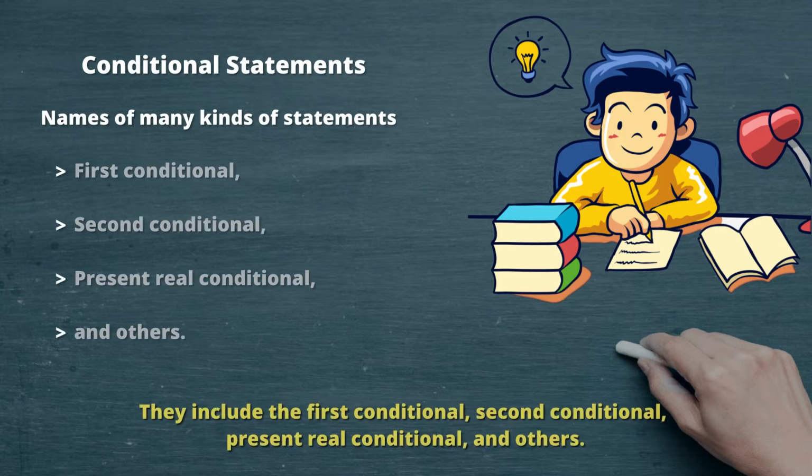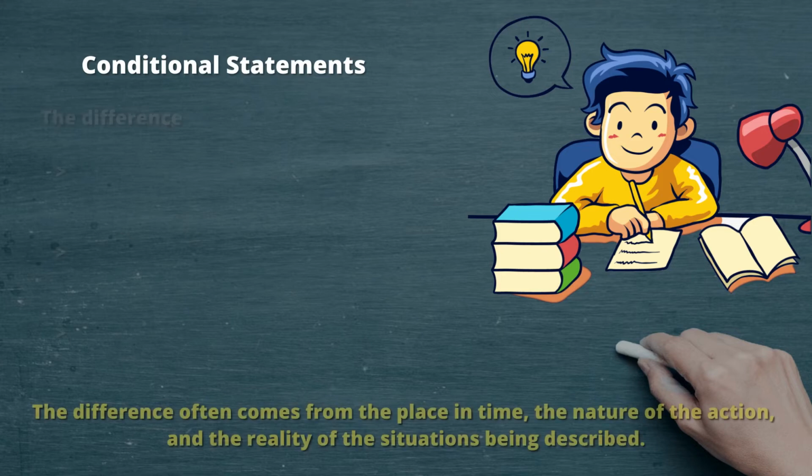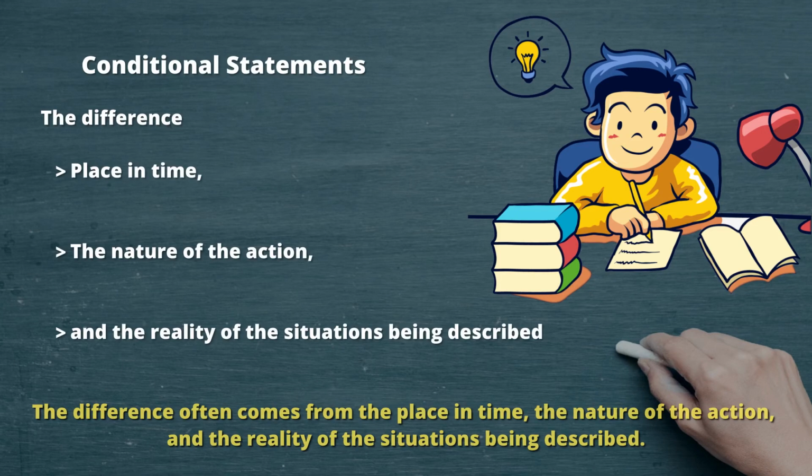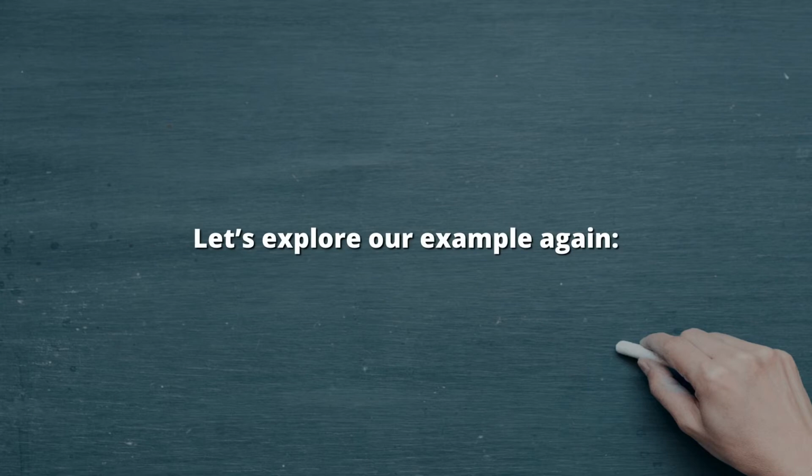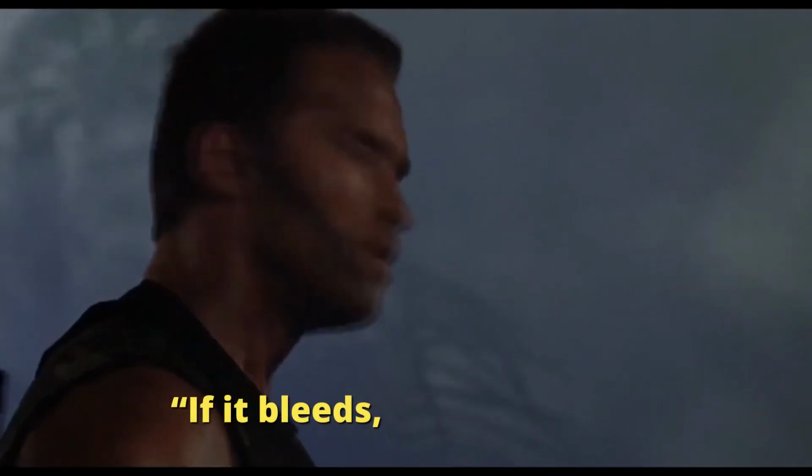They include the first conditional, second conditional, present real conditional, and others. The difference often comes from the place in time, the nature of the action, and the reality of the situations being described. Let's explore our example again. If it bleeds, we can kill it.